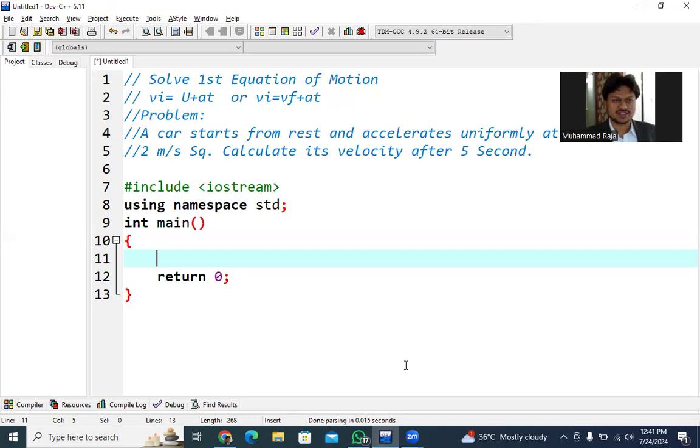A car starts from rest and accelerates uniformly at 2 meters per second square. Calculate its velocity after 5 seconds. So now we are going to put this data. Now I use here all the round figures: 2 meters per second square, 5 seconds. But as per basic programming logic, you should put it in floating point. So I'm using double.